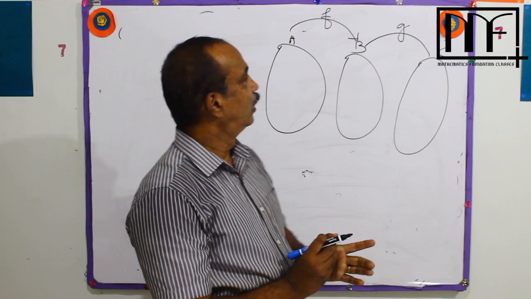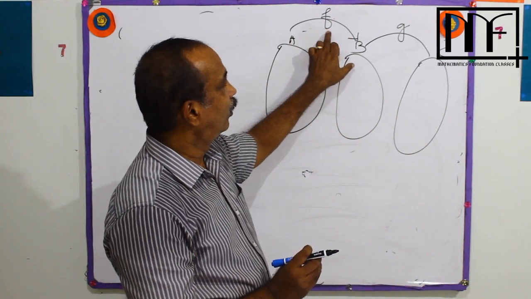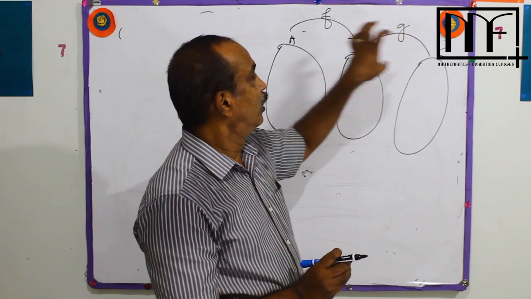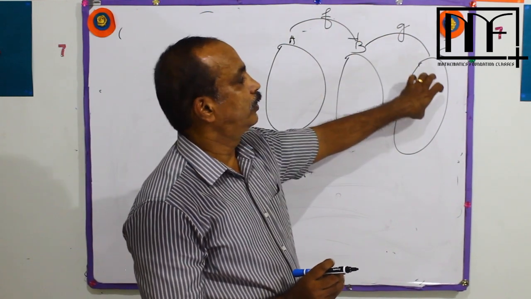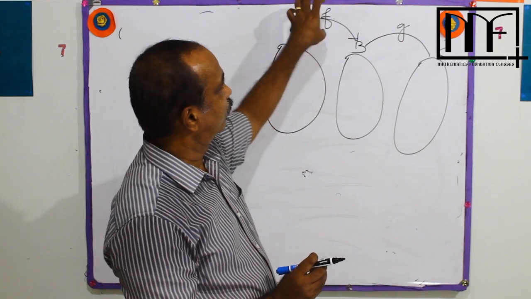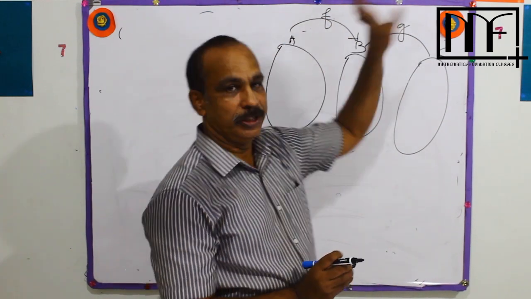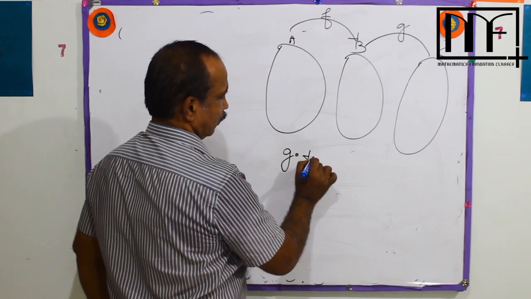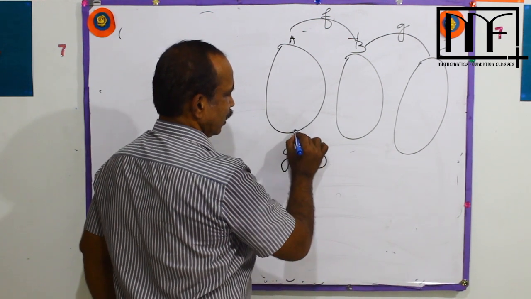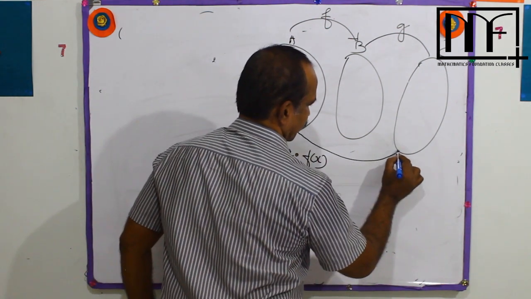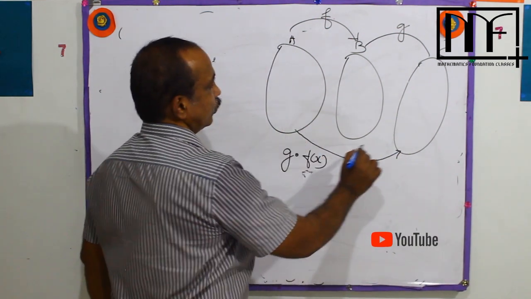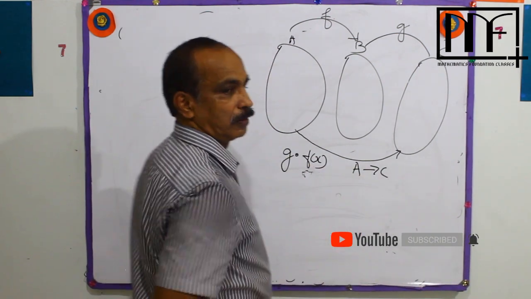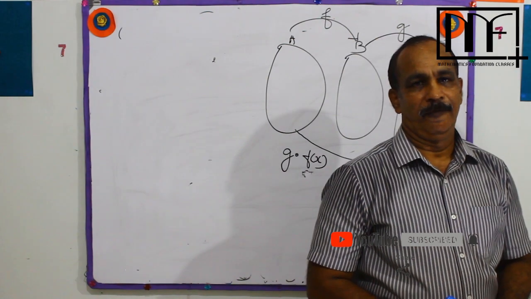Now we can see that for the function f, A is the domain and B is the range, and for the function g, B is the domain and C is the range, which means the range of function f becomes the domain of function g. Then g dot f is the composite function from A to C. This is the composition of functions, g dot f.